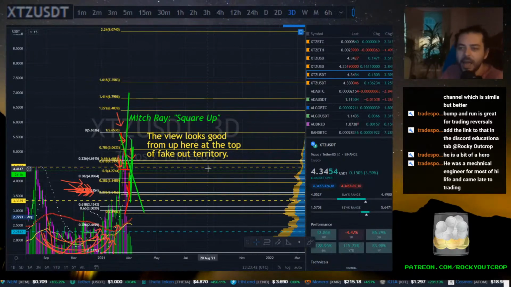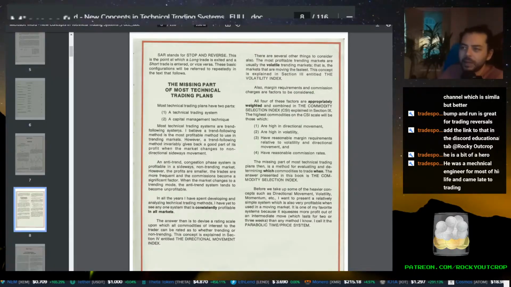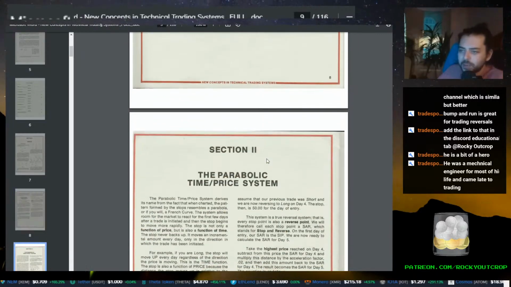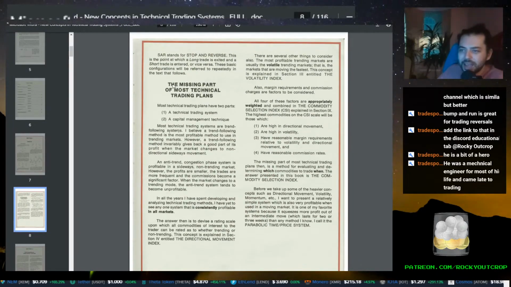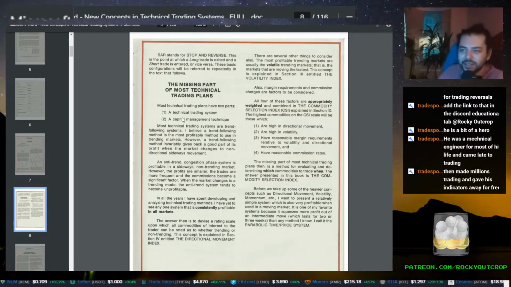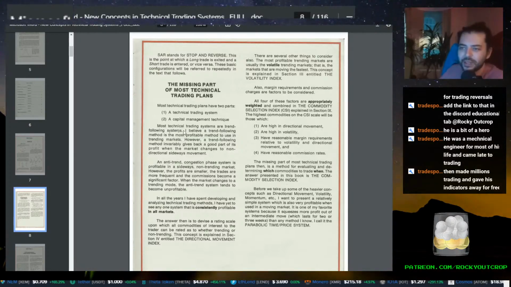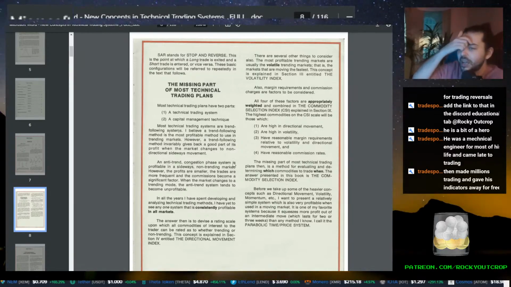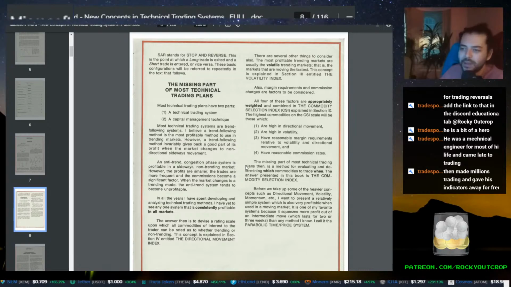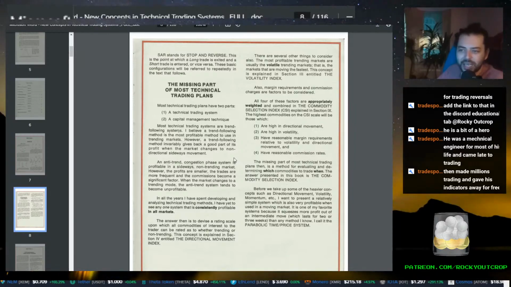So anyway, wait, that's the wrong tab. This one. Let me just see if there's any gems in here. The missing part of most technical trading plans. Most technical trading plans have two parts: a technical trading system and a capital management technique. Most technical trading systems are trend following systems. I believe a trend following method is the most profitable method to use in trading and trending markets. However, a trend following method invariably gives back a good part of its profit when the market changes to non-directional sideways movement. That's something that we all know about, right?